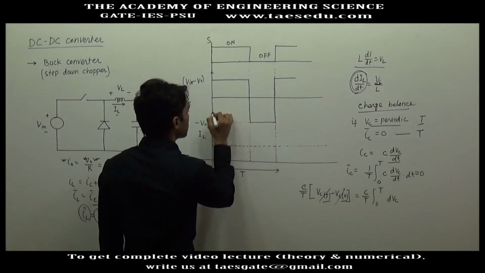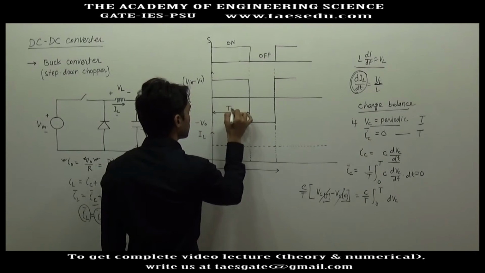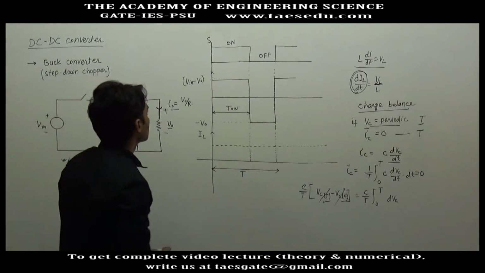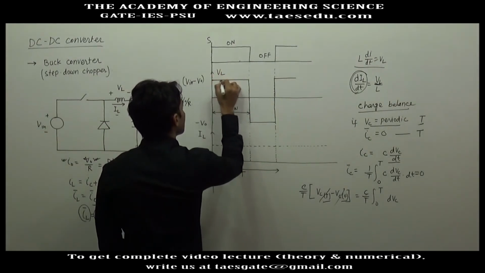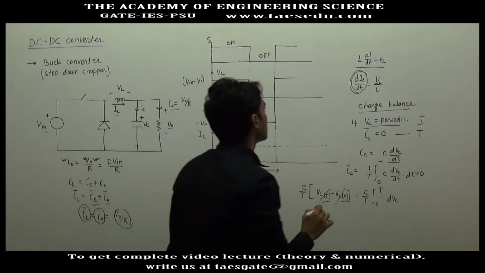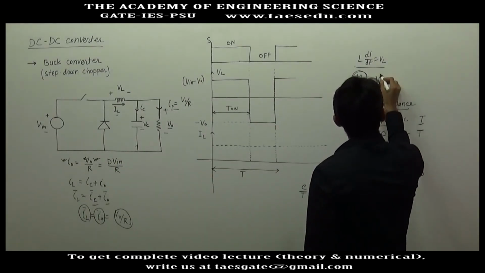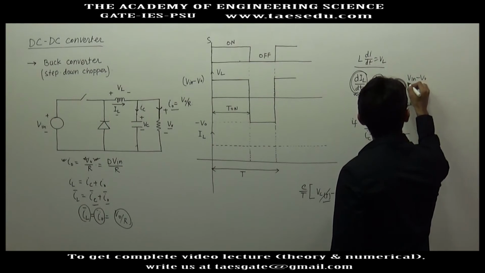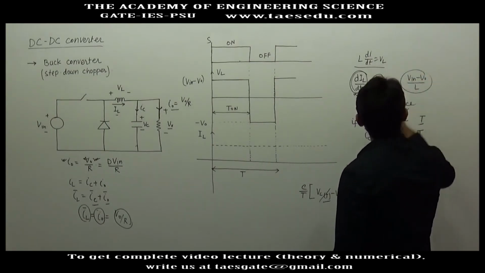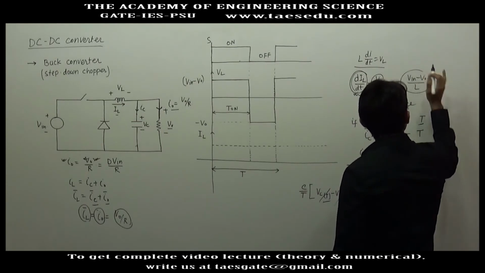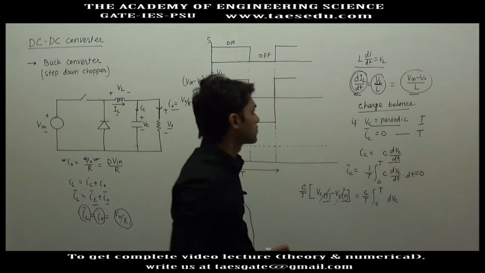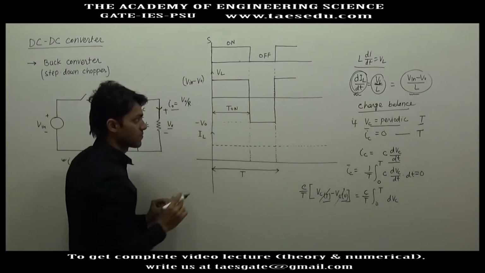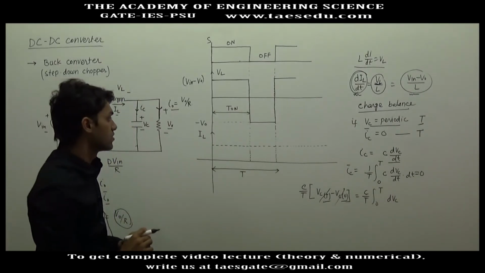Now in this duration, when the switch is connected, T on, the voltage across inductor, this is the graph of VL, is positive, so di by dt will be positive, and this is V input minus V0 divided by L. This is the slope of inductor current, and the slope is constant. So if the slope is constant, the graph of inductor current will be a straight line which will increase, because the slope is constant and positive.